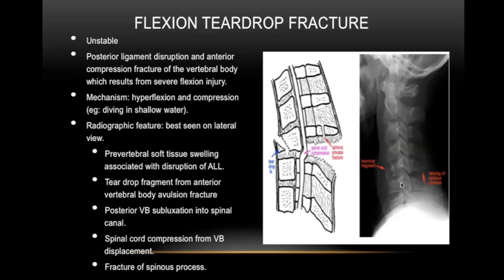So best seen on lateral. So these are the teardrop ligament. You can see a prevertebral soft tissue swelling. Ada disruption of the ALL, tiba-tiba lari macam tu. And you have one bony fragment here, anterior to the vertebral body. Posteriorly, the vertebral body macam sublux into the spinal canal. And as you know, when there is subluxation posteriorly, so you have the spinal cord compression. And sometimes you have the spinous process fracture also.